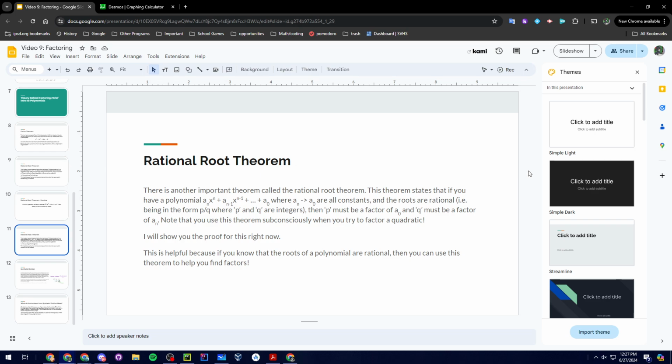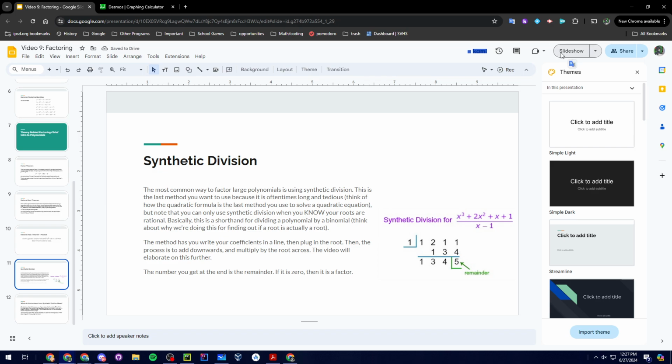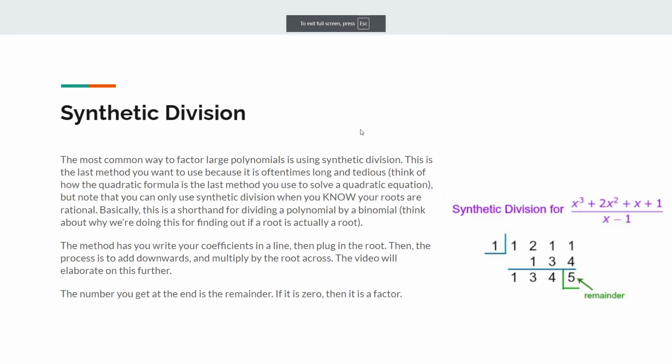I think I accidentally made a duplicate of the slide. But yeah, synthetic division. This is the last thing I'm going to cover. It's kind of more advanced, but you'll do it in algebra too. This is the last method you want to use because it's really long and tedious compared to other methods for factoring. But you can use synthetic division if you know your roots are rational. It's kind of like brute forcing it, but it's shorthand for dividing a polynomial by a binomial, like long division.